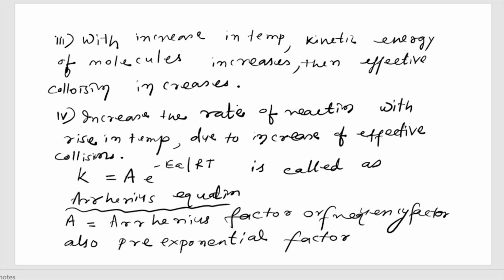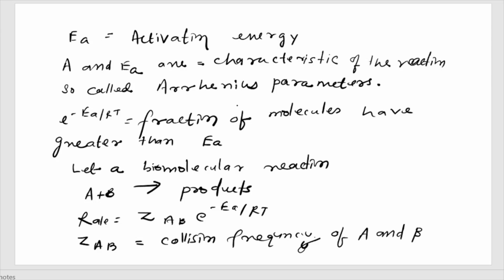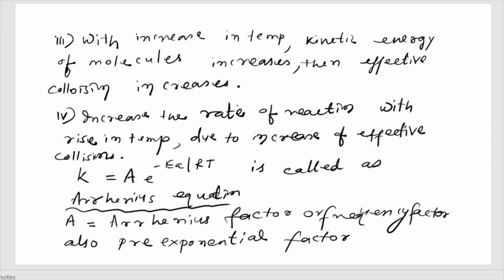Again, when temperature increases, the kinetic energy of the molecules increases, and so does the effective collision. What is effective collision? The fraction of collisions which give product, with proper orientation. The rate of reaction increases with the rise in temperature, and this is due to the increase of effective collision.